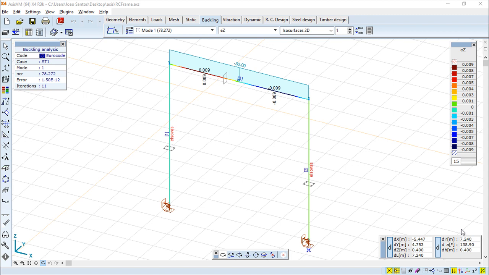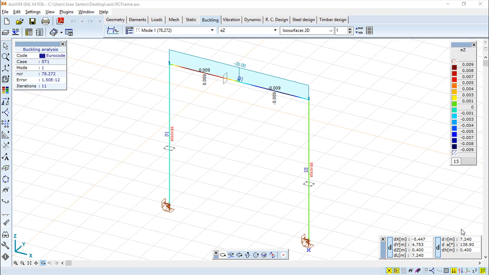So in this particular case, we will check the buckling. When you create an analysis, this buckling will display the results of the buckling analysis, which are buckling mode shapes and critical load parameters.